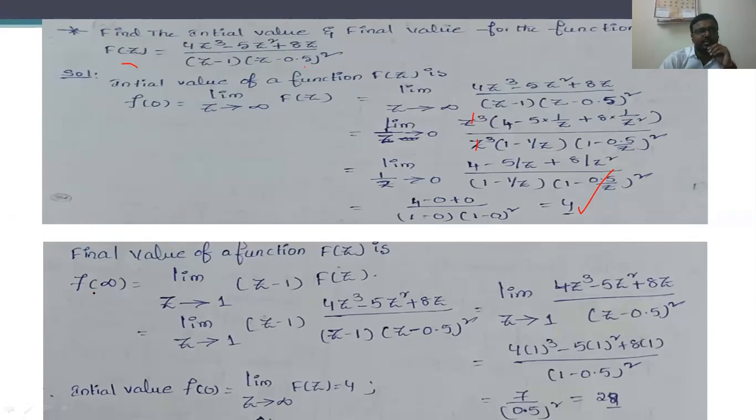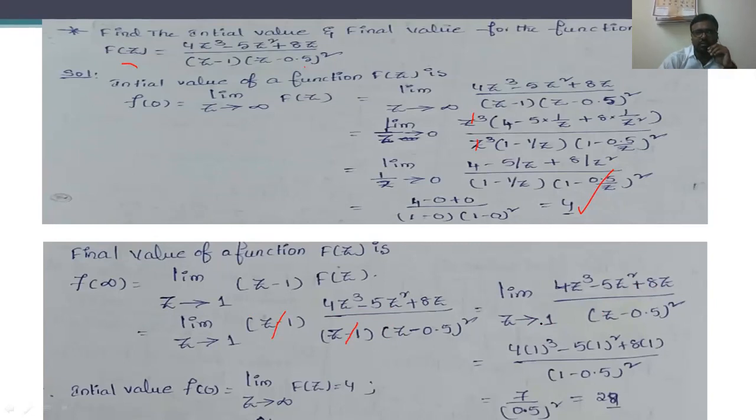That means limit z tends to 1, z minus 1 into f of z. What is f of z here? It is 4z cube minus 5z square plus 8z divided by z minus 1 into z minus 0.5 whole square. So cancelling the two z minus 1 terms, we get limit z tends to 1, 4z cube minus 5z square plus 8z divided by z minus 0.5 whole square.